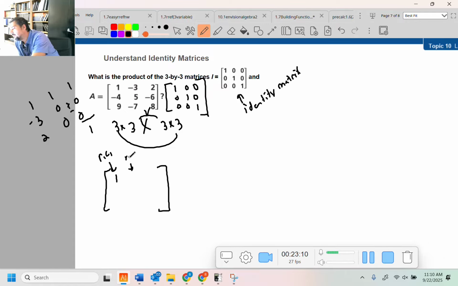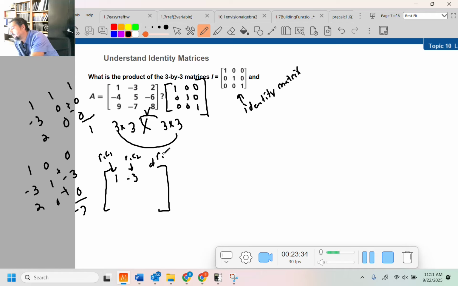All right, row 1, column 2. So I'm still this row, 1, negative 3, 2. Now I'm this column, 0, 1, 0. 1 times 0 is 0. Negative 3 times 1 is negative 3. 2 times 0 is 0. I add down, and I get negative 3. Well, I'll be darned, it's the same thing. Let's do this one more time and see if it keeps working.